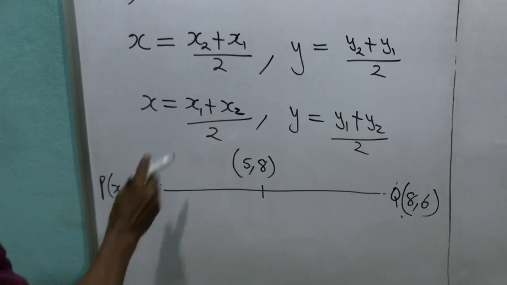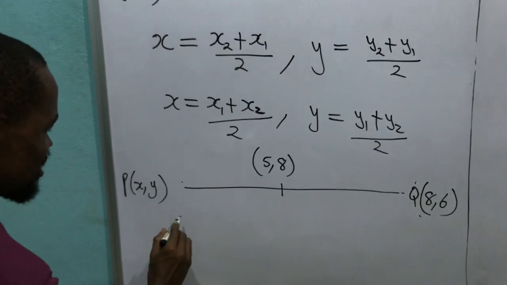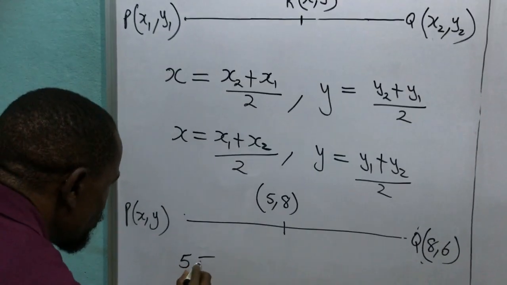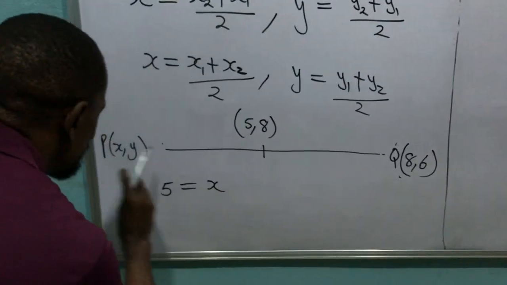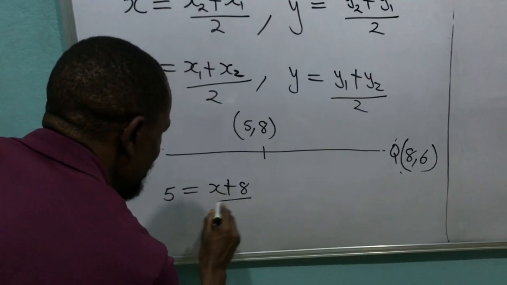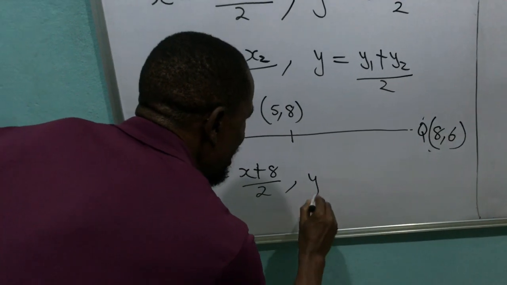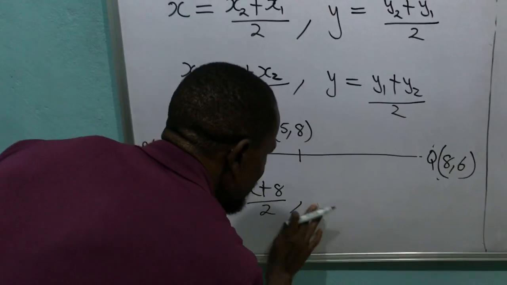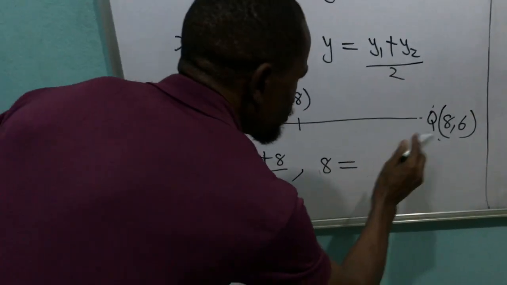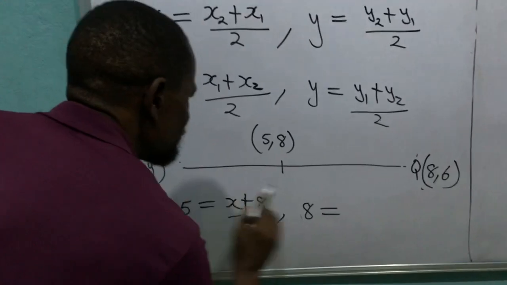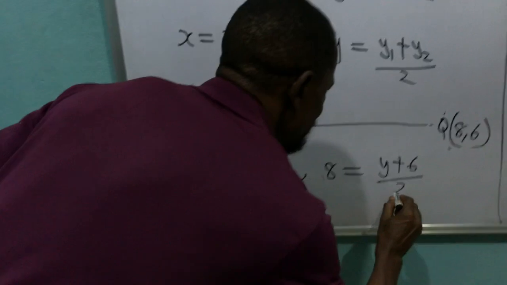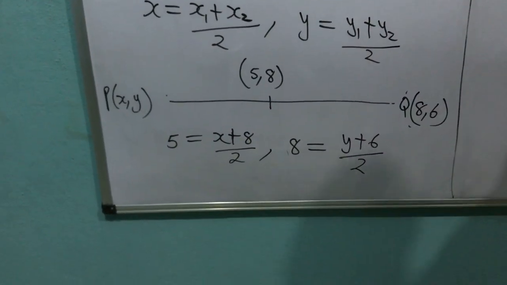Therefore, if we maintain the formula, what we are doing, we can now say that here will be 5 for x is equals to x plus 8, which is for x divided by 2. And for my y, 8 is equals to, look at the 8 for y, where is the y? I have y plus 6 divided by 2. Then I will now have that what?